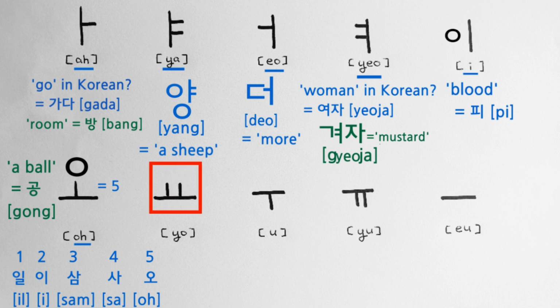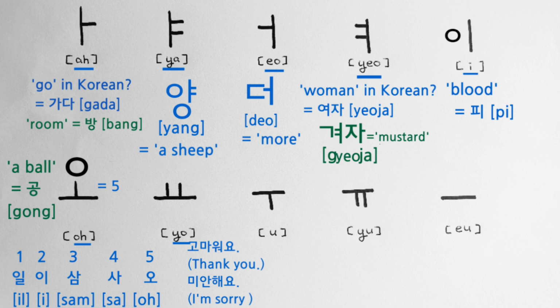The seventh letter is 요. I guess some of you guys remember how I made a formal sentence. When I made a formal sentence, I put 요 at the end of the sentence, like 고마워요, 미안해요. So I think this letter looks familiar to you. 요.